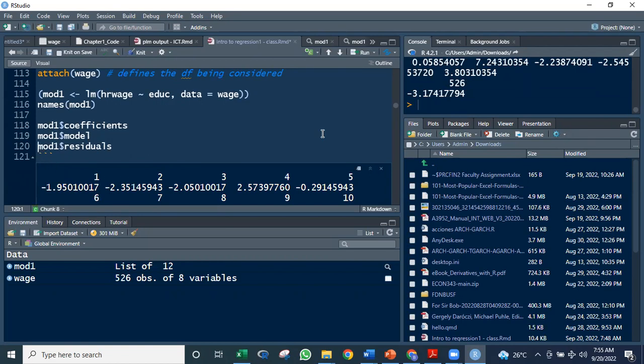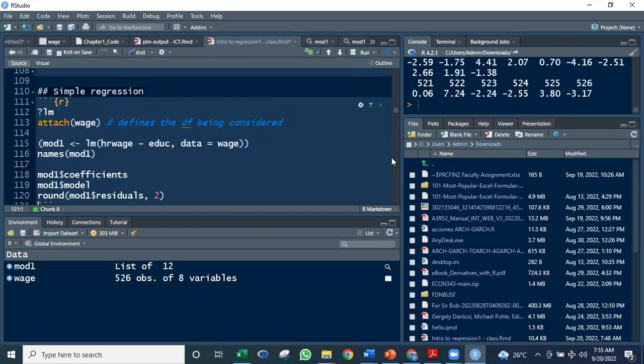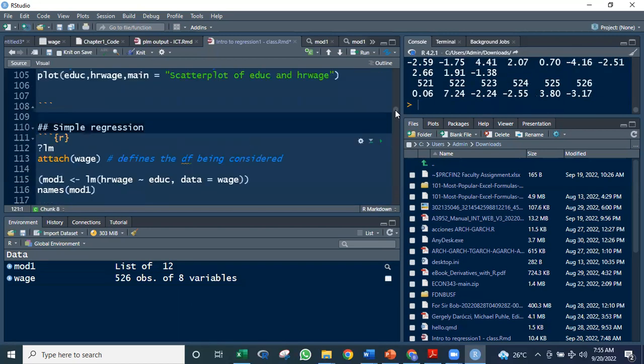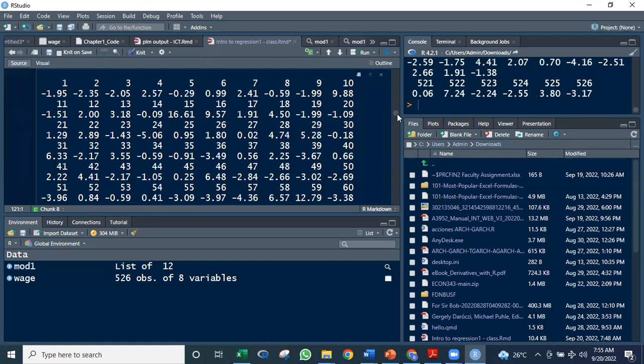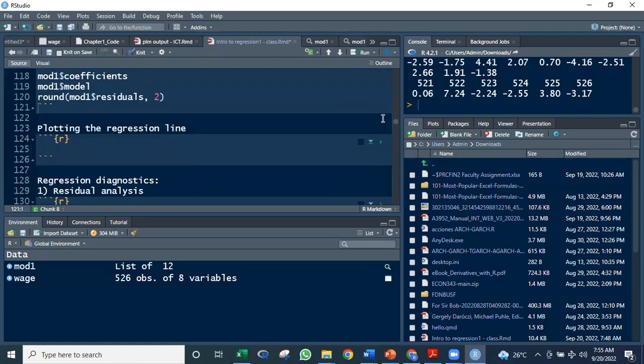Let's see if we can round this and make it just 2 decimal places. Let me see. I'm not sure if we can. Let's see. Yeah, we can. So it just rounds the results to 2 decimal places. Okay.